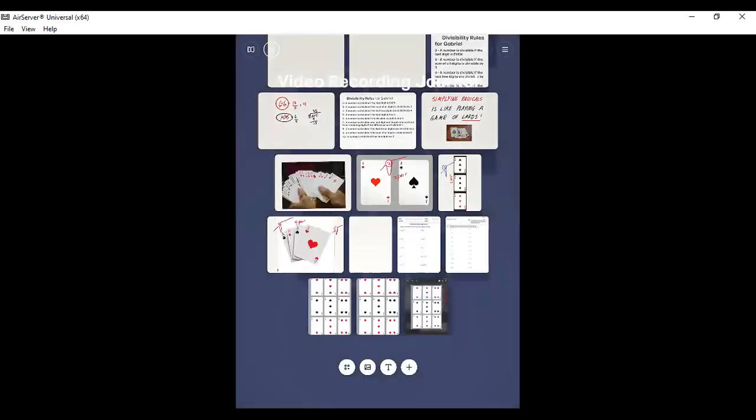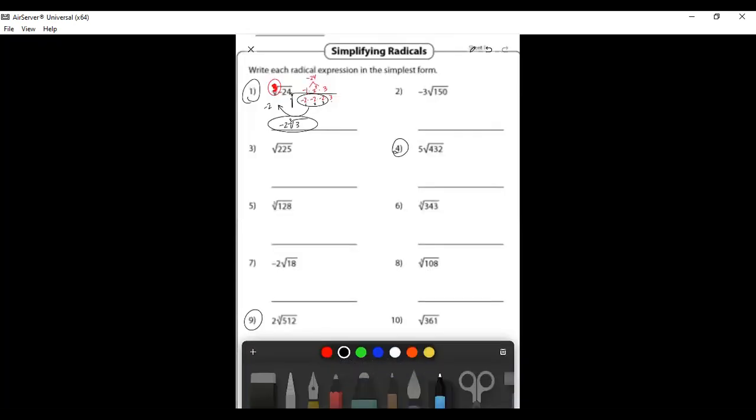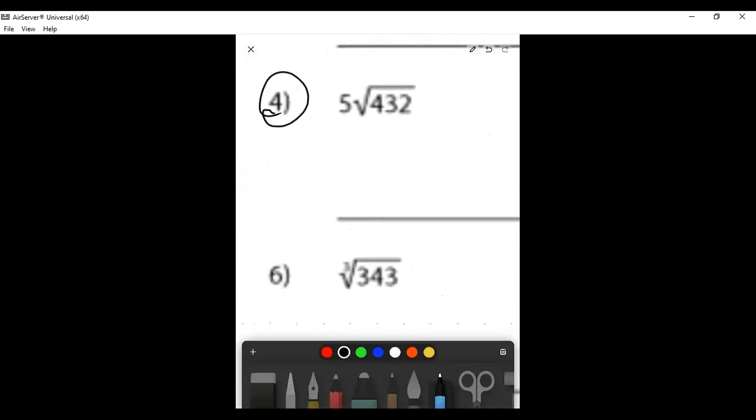All right, let's go. I'm going to do another one. I'm going to do number 4. This is 5 times the square root of 432. Now, I'm going to factor this, but this is a square root. Let me change the color so you can see it. This is the square root. Whenever you don't see a number, it's always assumed to be a 2.